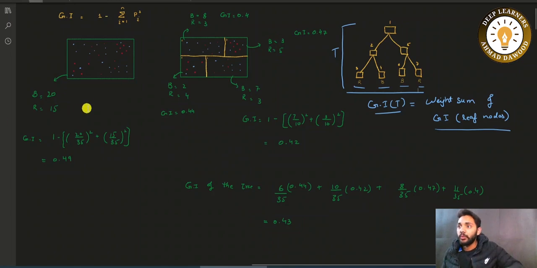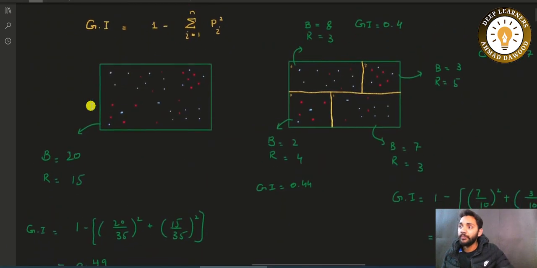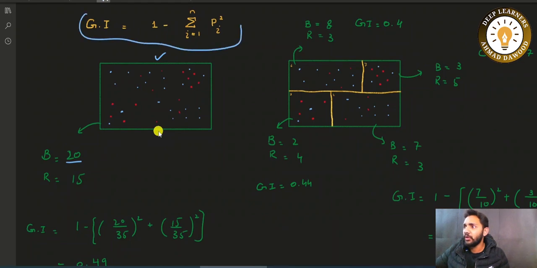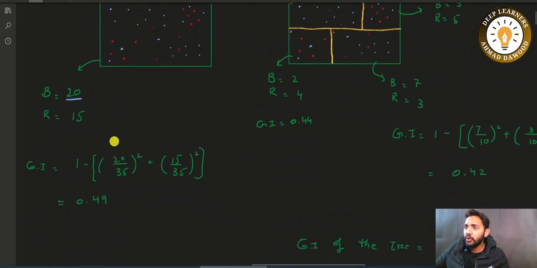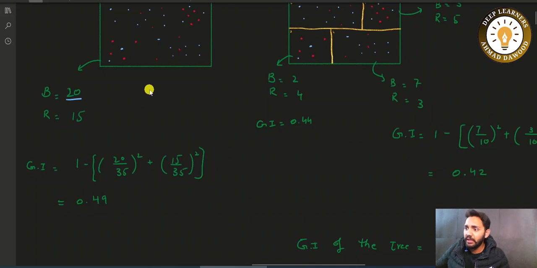Here you can see a set of elements in which we have some blue points and some red points: 20 points belonging to the blue class and 15 points belonging to the red class. And this is the formulation of Gini impurity: 1 minus the sum of p_i squared. If I ask you what the Gini impurity of that set of elements is, you can easily calculate it, and it is 0.49.